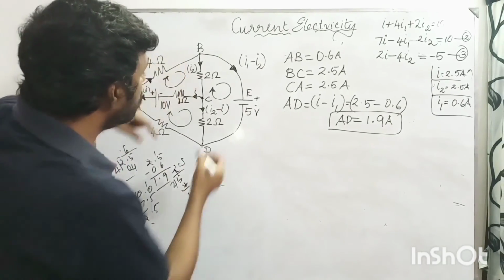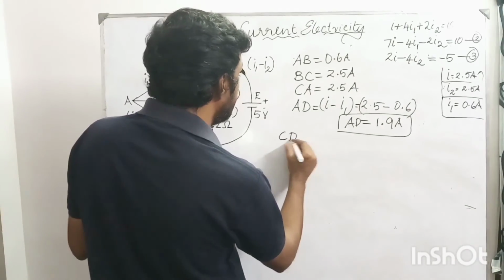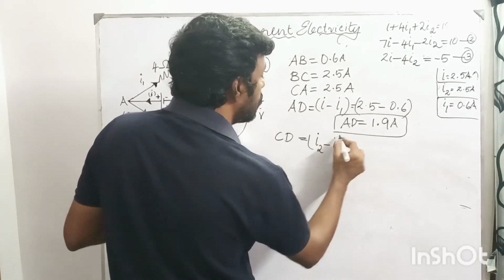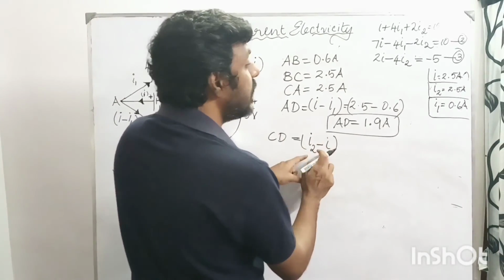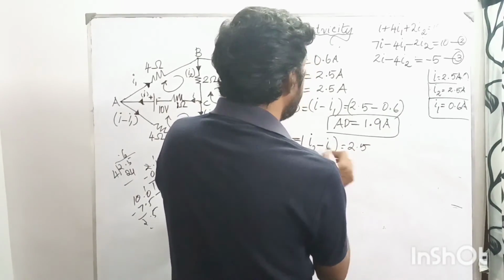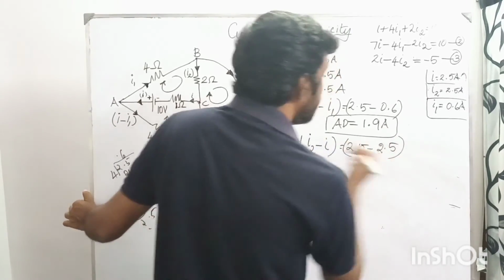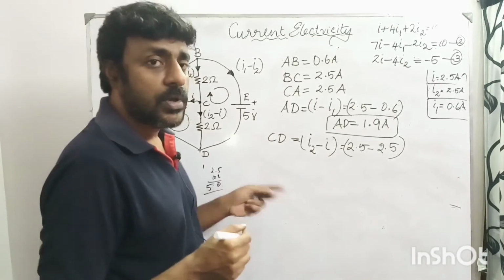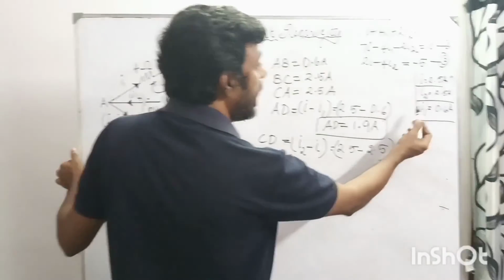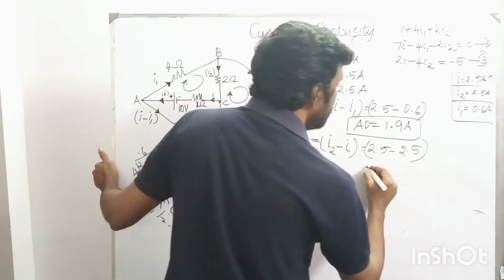So now how about the current that is flowing through the branch CD? The current flowing through the branch CD is nothing but I2 minus I. So you need to know both the values. What is the value of I2? I2 is nothing but 2.5 minus I, that is 2.5 minus 2.5. Now here comes the mystery. You might be confused. So 2.5 minus 2.5 will be 0.